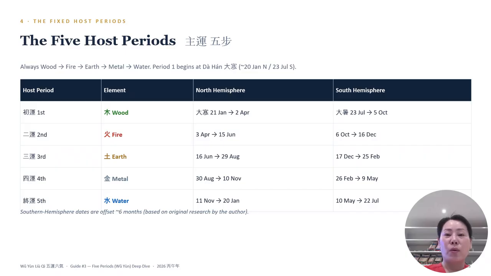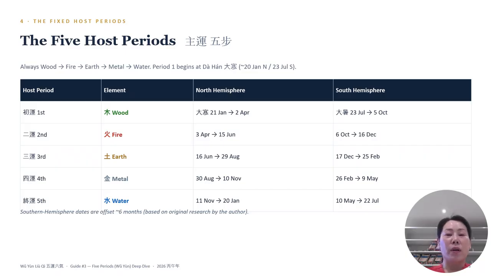Here are the 5 fixed host periods with their dates. They always run in the same order: wood, fire, earth, metal, water, and each lasts about 73 days. Period 1 is wood, beginning at Dahan, major cold, around the 21st of January in the Northern Hemisphere and the 23rd of July in the Southern. Period 2 is fire, period 3 is earth, 4 is metal, and the final period 5 is water.